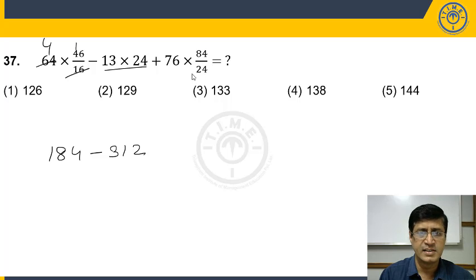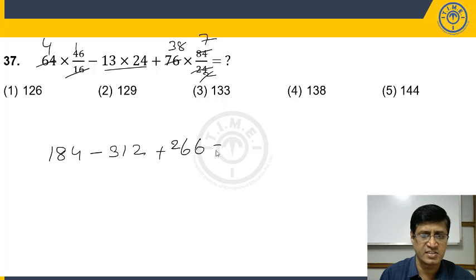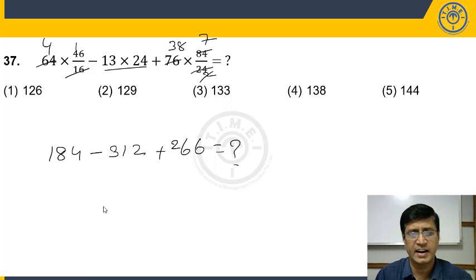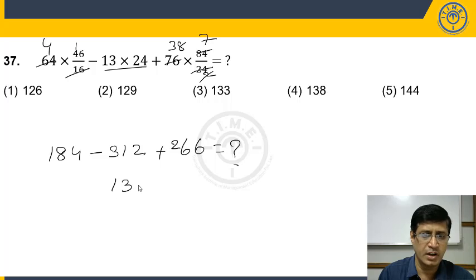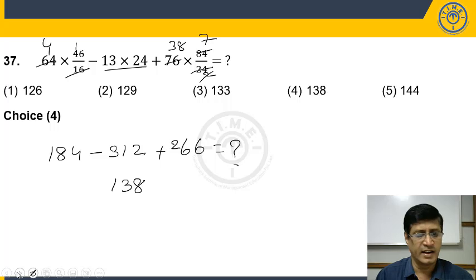Now cancel this 12 2 times and 12 here 7 times. 2 times 38, now 7 times of 38, it is 266. Just add all these values, you will get the value of the question mark. So what is the sum of these numbers? It is 138. Option number 4. Fourth choice is the right answer.